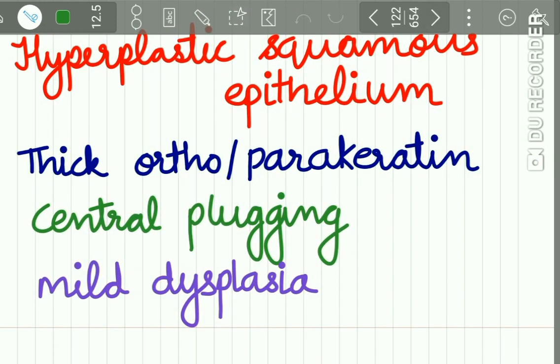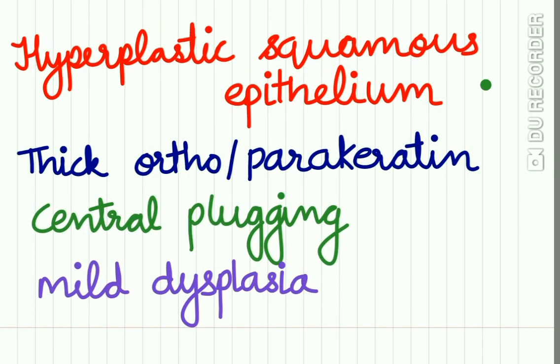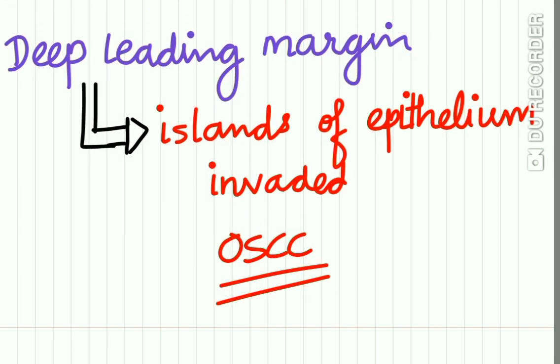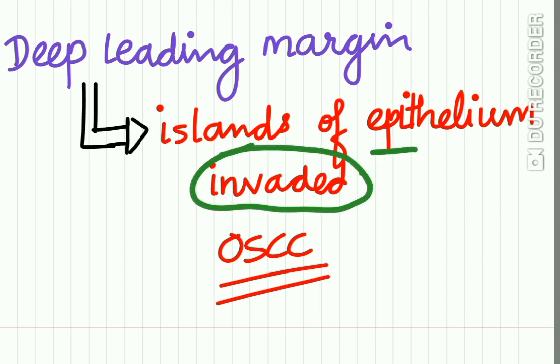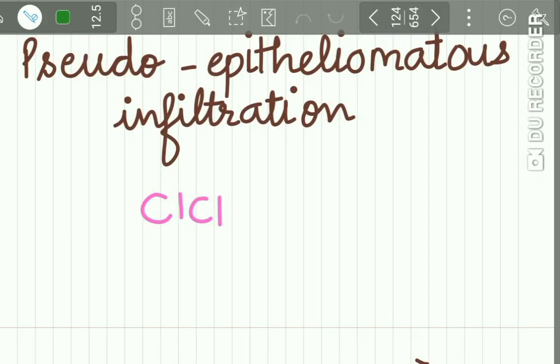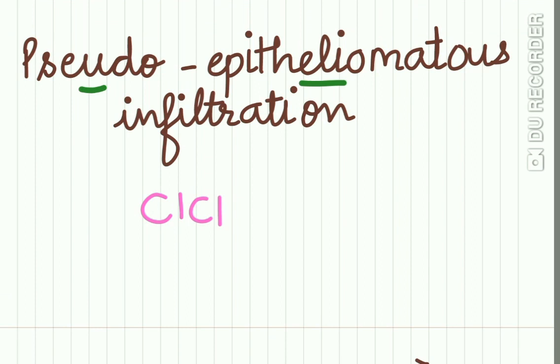Now, the histopathology: there is hyperplastic squamous epithelium with a thick layer of ortho or parakeratin and a central plugging with mild dysplasia. At the deep leading margin, islands of epithelium can be seen, which can be seen as an invasion which mimics oral squamous cell carcinoma. Also, pseudoepitheliomatous infiltration is an important feature of this keratoacanthoma.